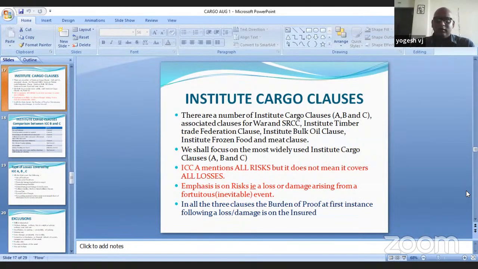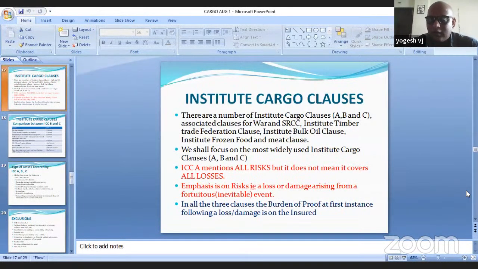Now, let us go through this. There are a number of institute cargo clauses. I will not tell you who designed these cargo clauses because you know. A, B, and C, associated clauses for war and SRCC. Institute Timber Trade Federation Clause, IBO clause, that is Institute Bulk Oil clause, Institute Frozen Food and Meat clause. Now, let us first focus on ICC ABC. Because once you understand ABC, I am 100% sure you will understand all the rest of the clauses. 100% sure.